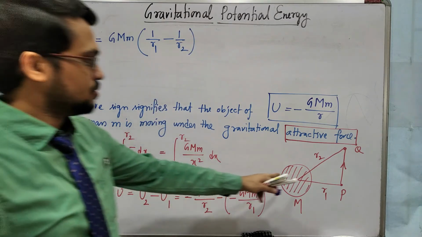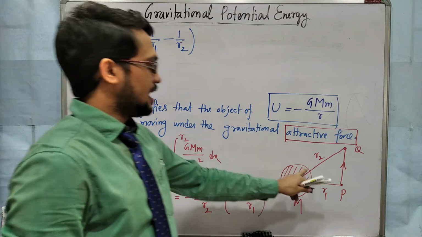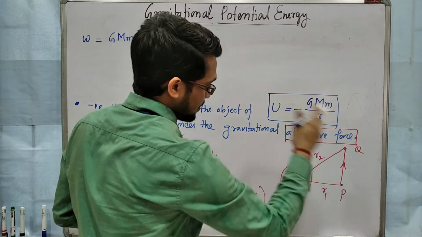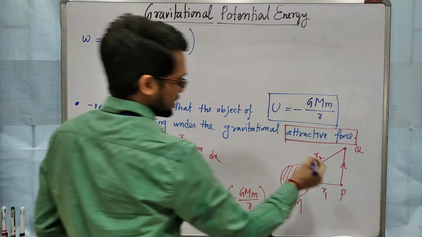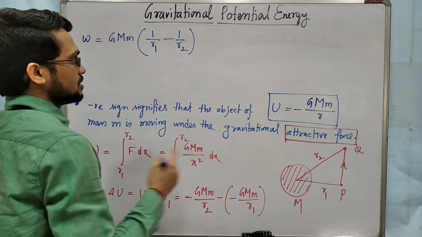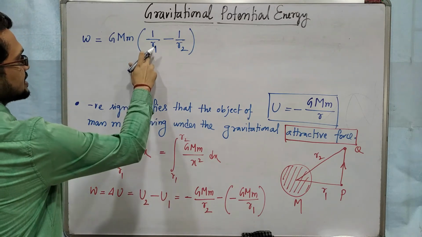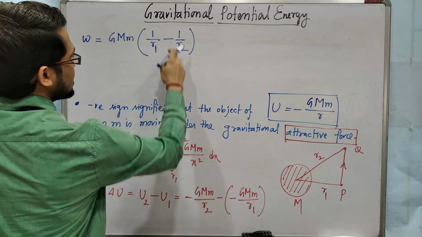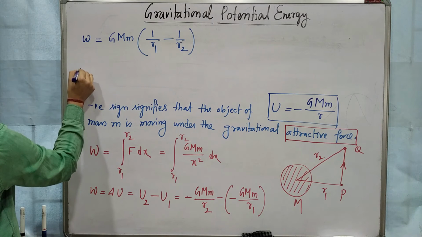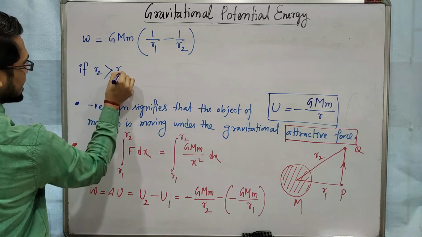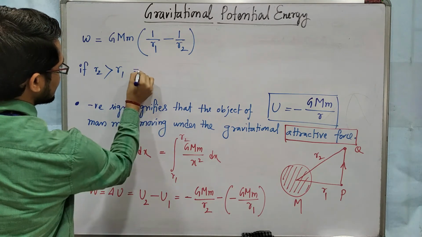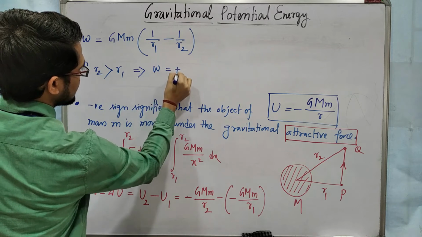Now suppose r2 is greater than r1, that means that object of mass small m is going away from the capital M. That means r2 is greater than r1, suppose. Then check: r2 is greater than r1 means this value will be smaller, this value will be bigger. That means you will get positive work done. So if r2 is greater than r1, final position is away from the initial position. That means you will get work done positive.